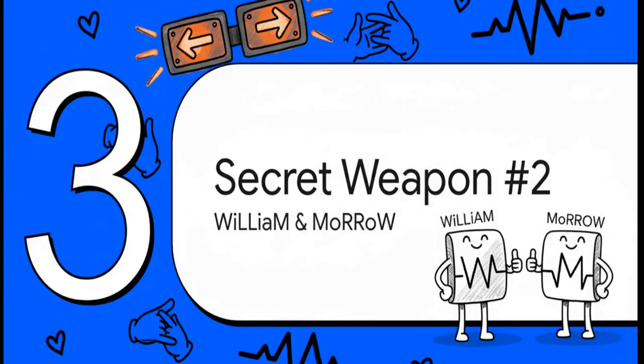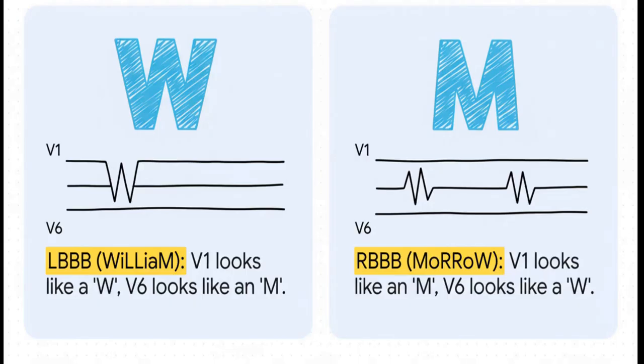Now, the turn signal is great, but we want to be thorough, right? We want to confirm our diagnosis, and for that, we have our second secret weapon, a mnemonic that's so clever you'll never forget it. It's time to meet our two new best friends, William and Morrow. This is all about recognizing simple shapes in leads V1 and V6.